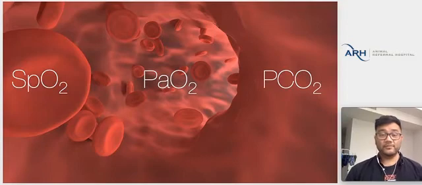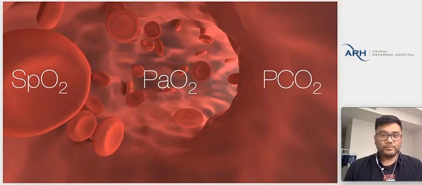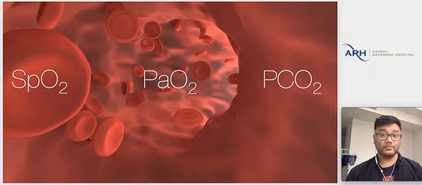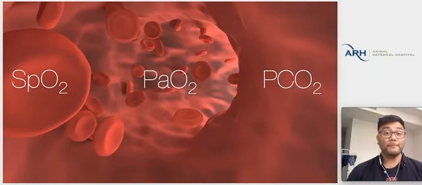PaO2 is obviously a far superior assessment of oxygen in the arteries, but it's also impractical in an emergency. The PCO2 can give us an idea of the work of breathing. So if it's low and the patient's hypocapnic, then it means there's an increased work to get that oxygen in. If it's high, that might be the cause for respiratory failure.